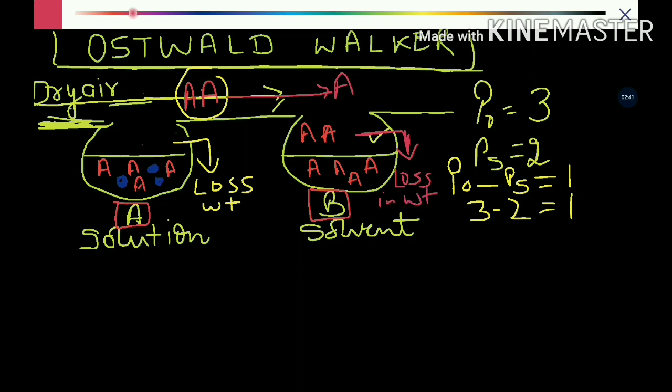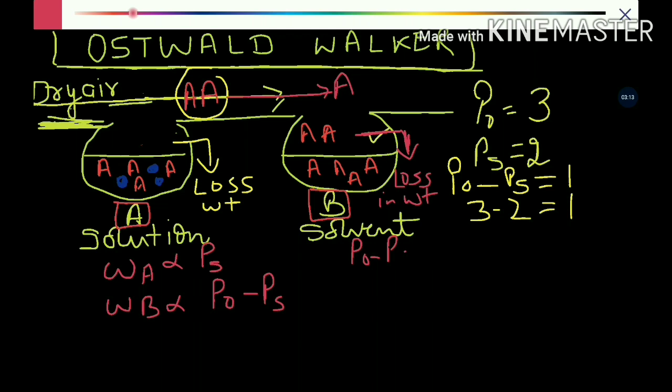Now let's talk about this loss in weight. So let me say the loss in weight in bulb A is directly proportional to the vapor pressure of the solution, because all two vapors are gone. But the loss in weight in bulb B is directly proportional to 3 minus 2. Only one vapor is gone. So that is P naught minus PS. But according to Raoult's law, we need P naught minus PS over P naught. So that is our Raoult's law.